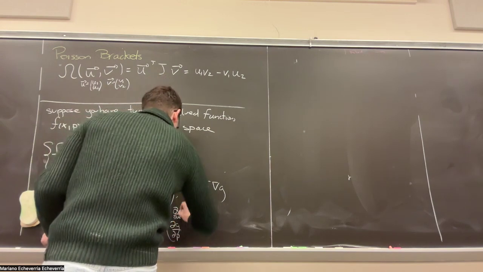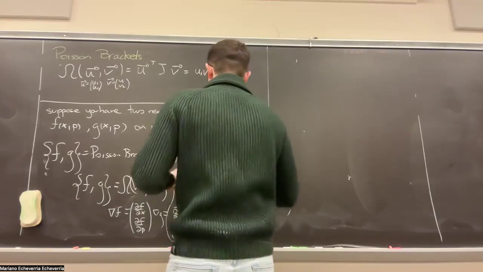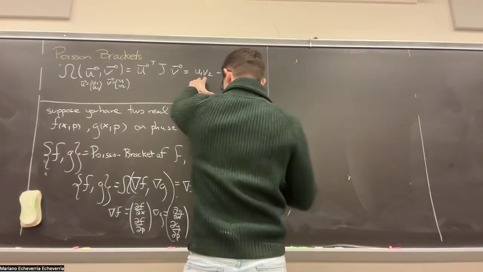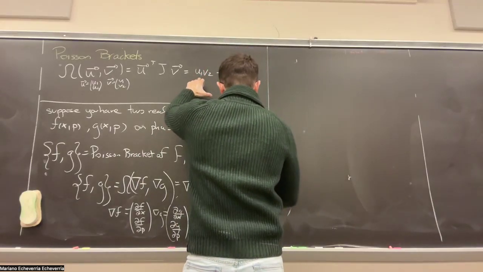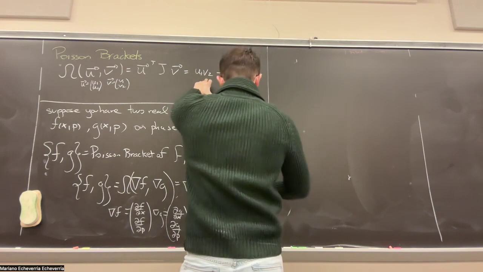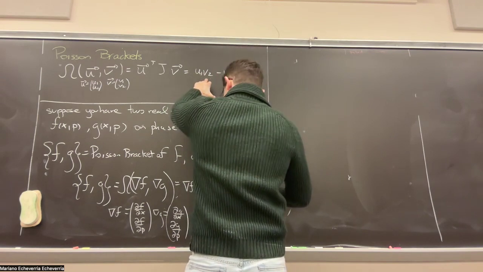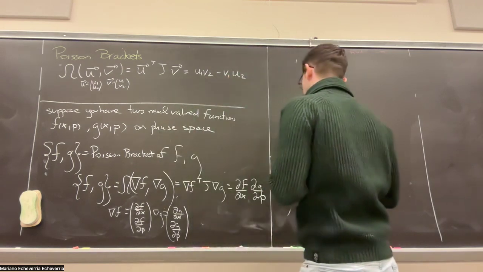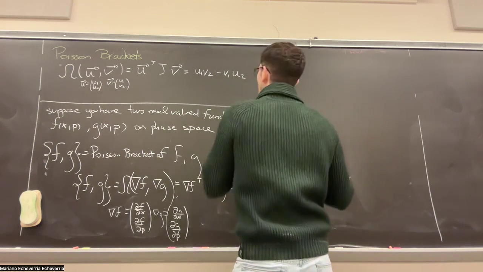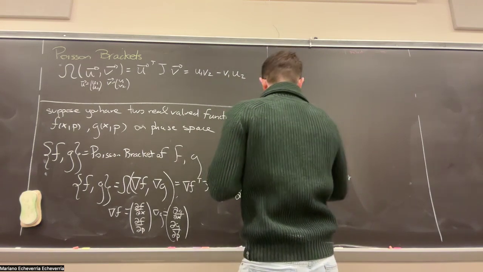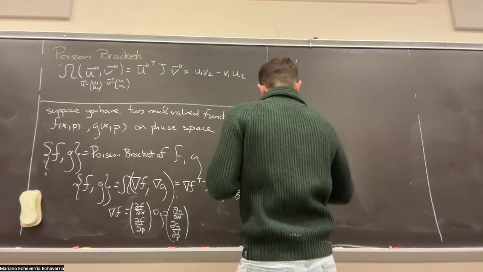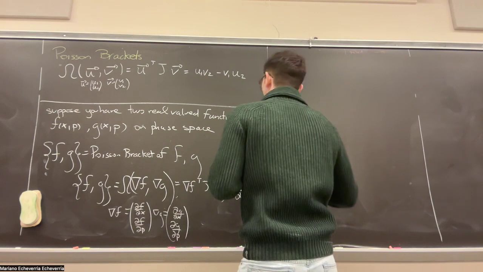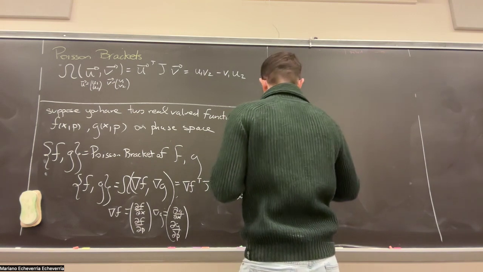The definition of the Poisson bracket is just this same definition: the partial of f with respect to x times the partial of g with respect to p, minus the partial of g with respect to x times the partial of f with respect to p.